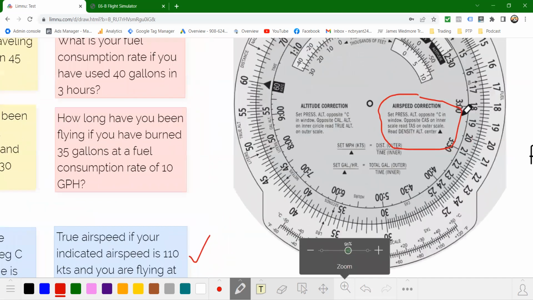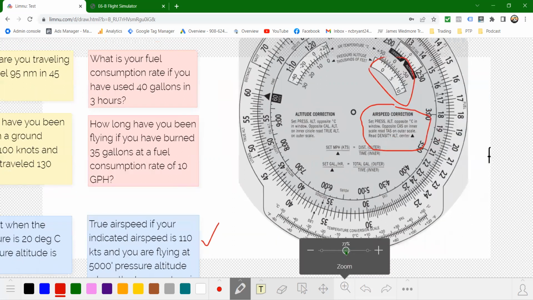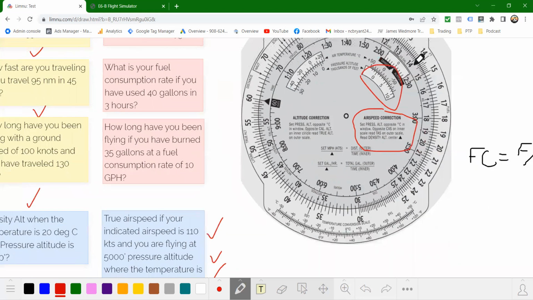It says set pressure altitude opposite degrees Celsius in the window. So again, this window here. And then opposite CAS, that's calibrated airspeed, on the inner scale. So again, the inner scale is the gray one that we are using for time. Read off true airspeed, TAS, on the outer scale, and then read density altitude off here, just like we did before.